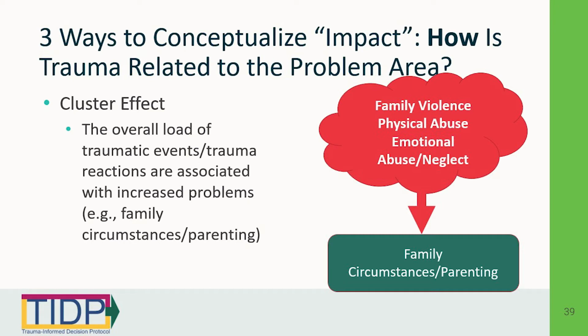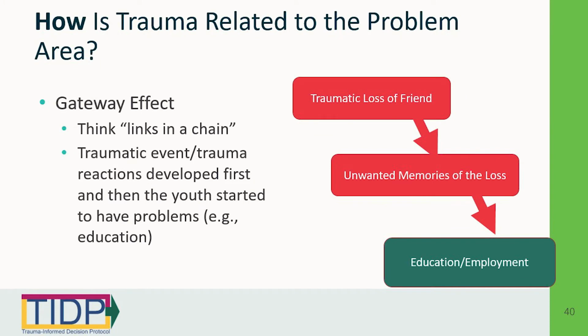You can also think about a possible, what we call a gateway effect. And this is essentially thinking like links in a chain, where this use history of the traumatic event exposure or the onset of this use problem with current trauma reactions occurred, and it has aggravated or increased the risk level of the particular criminogenic need. In other words, it's a temporal effect. This traumatic event happened, and then over time, the youth started to have the difficulties in this criminogenic need area.